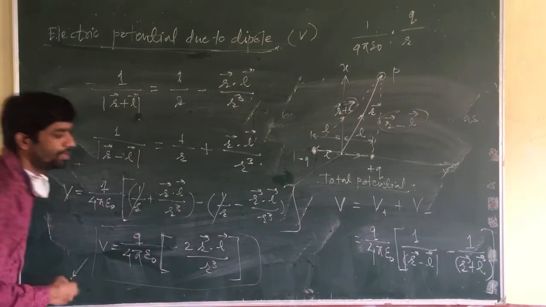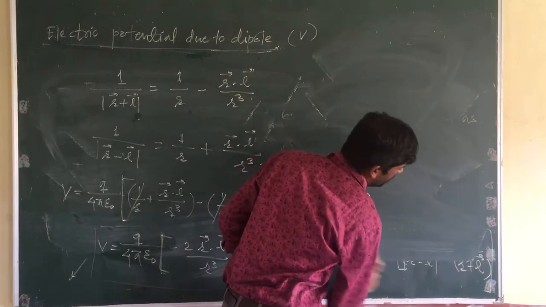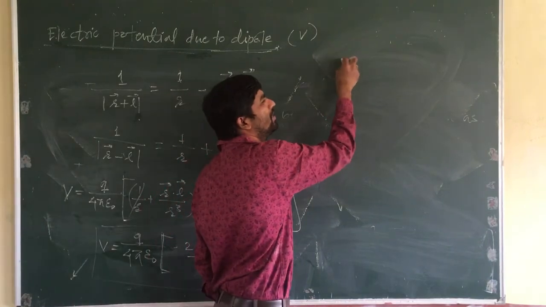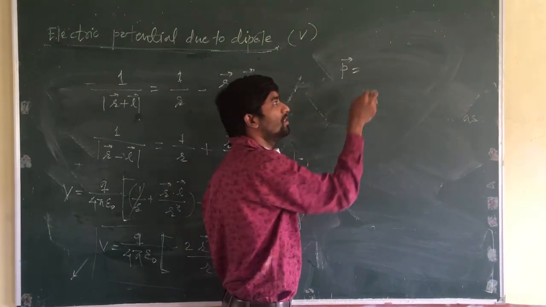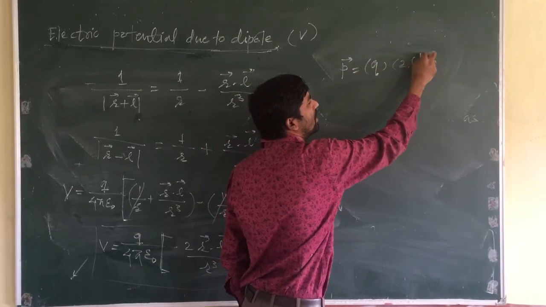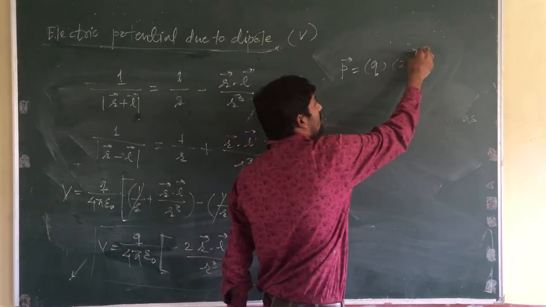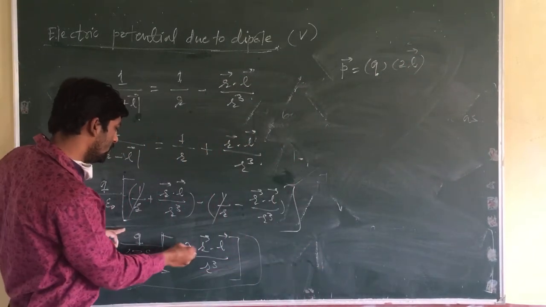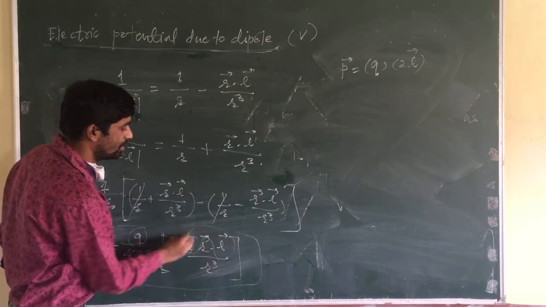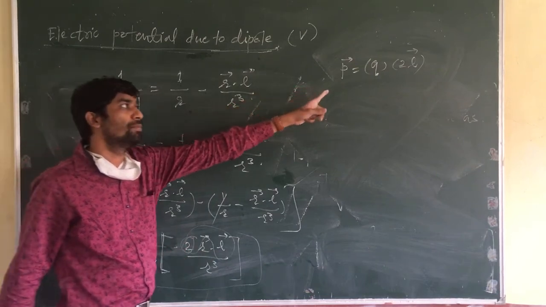Now we have to simplify this. Now we have to write this potential in terms of electric dipole moment. What is electric dipole moment? Electric dipole moment is the product of charge and the distance between the two charges. What is the distance between two charges? Q into twice L. So Q into twice L is your electric dipole moment.